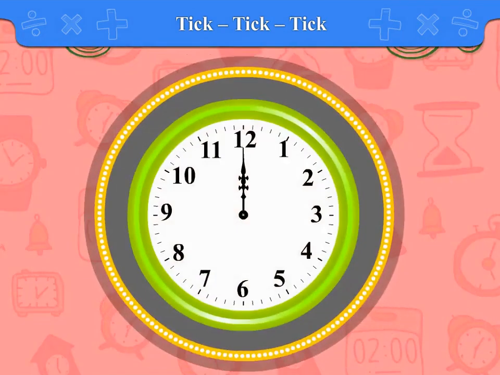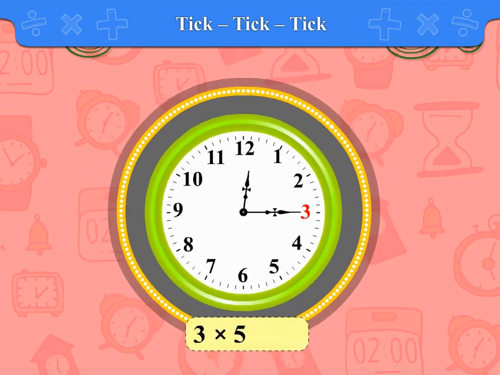Do you know how many lines are present between two adjacent numbers in a clock? Observe the clock and tell your answer. 5. In a clock, between two adjacent numbers, there are 5 lines. If the big hand turns from 12 to 3, how many minutes have been covered by the big hand? What is the product of 3 and 5? 15. That was easy. So, it's easy to find minutes covered, isn't it?